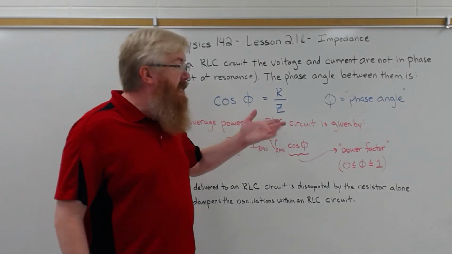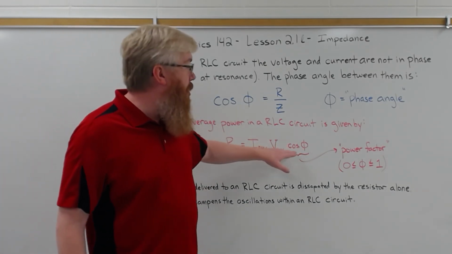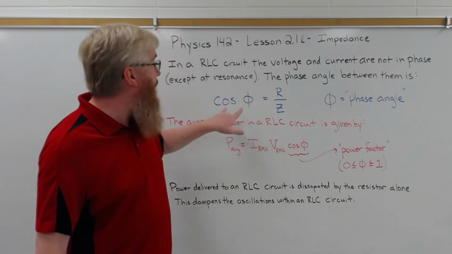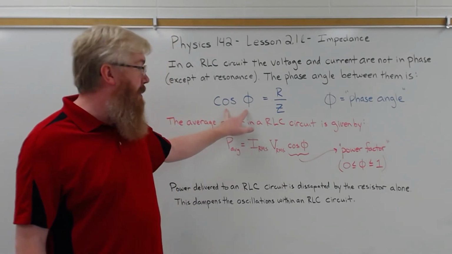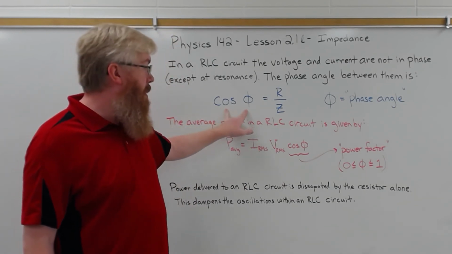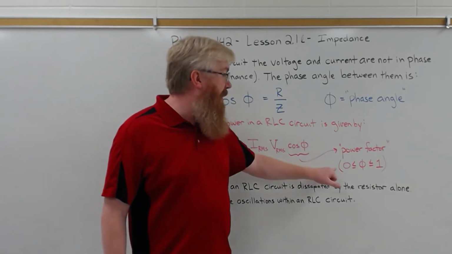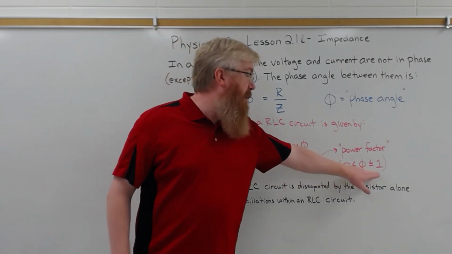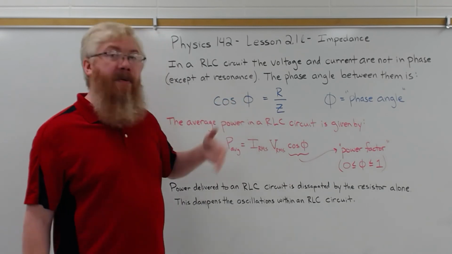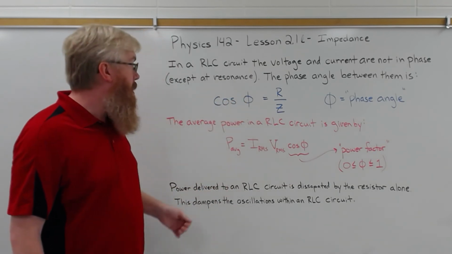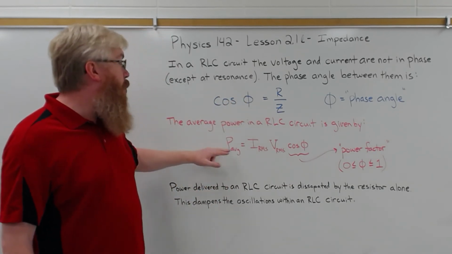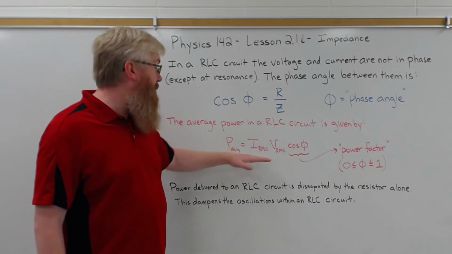But for an RLC oscillating circuit, there's an additional term here called the power factor. That is this cosine of phi. So this is the power factor. It's between 0 and 1, so cosine of phi will be between 0 and 1. At 1, at resonance, you get the maximum power out.